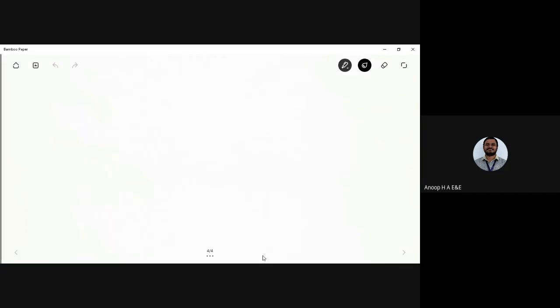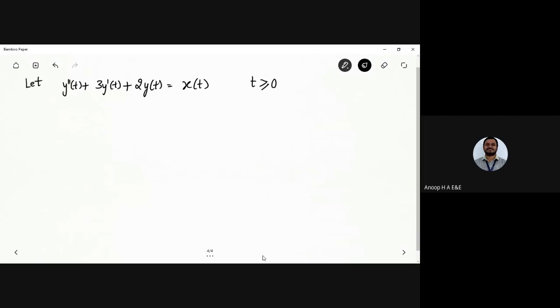So moving on to the next problem, the problem is given like this. Let y double dash of t plus 3y dash of t plus 2y of t be equal to x of t, where t is greater than or equal to 0. The initial conditions are given: y of 0 equals 3, and y dash of 0 is equal to 4.